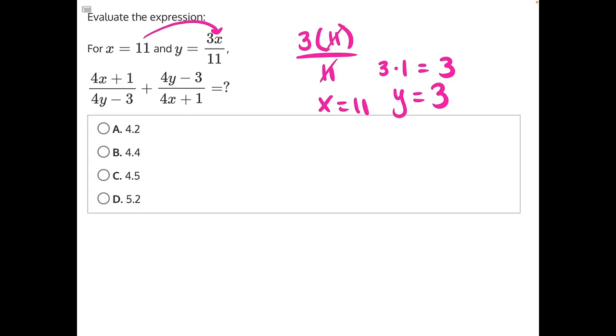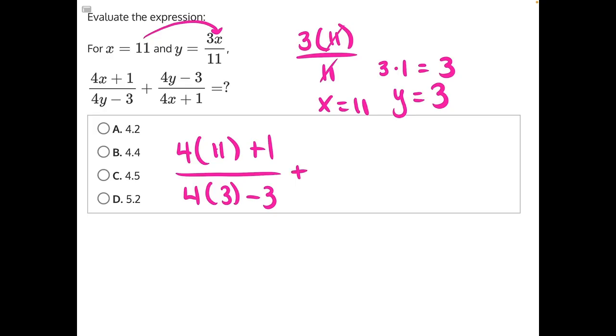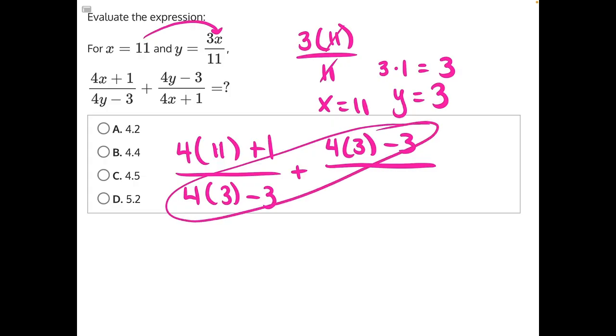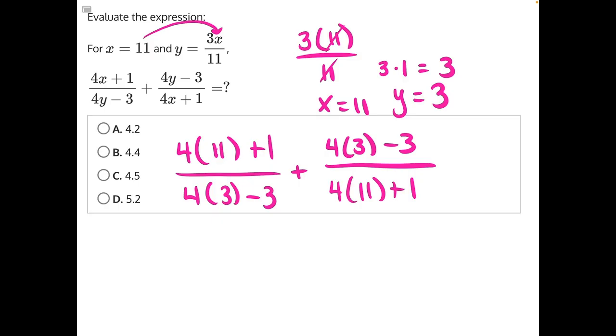We have 4 times x, which is 11, plus 1 divided by 4 times y, which is 3 minus 3. And that's being added to the same thing, but flipped. So we'll have 4 times 3 minus 3 in our numerator. See how these are diagonally equal to each other. And then 4 times 11 plus 1. The same thing we had in our numerator in the previous fraction.